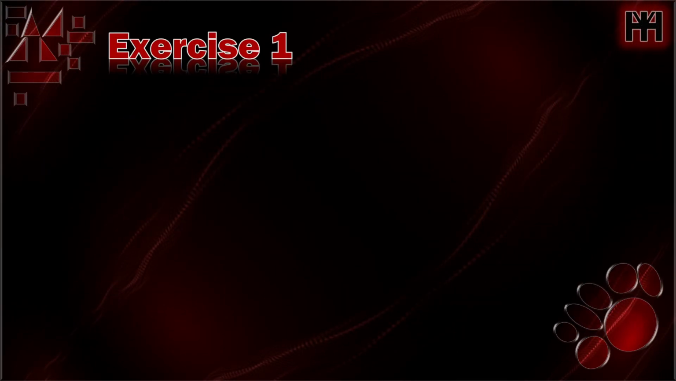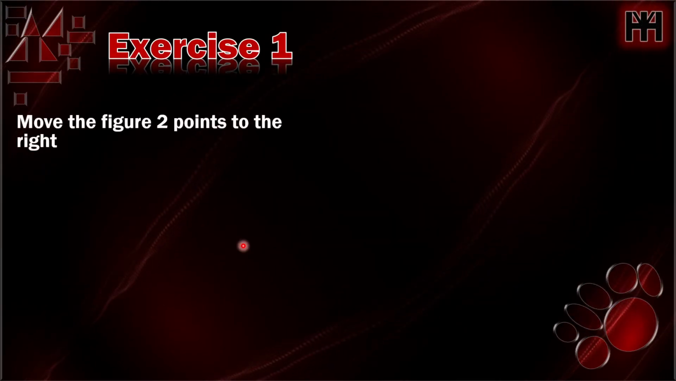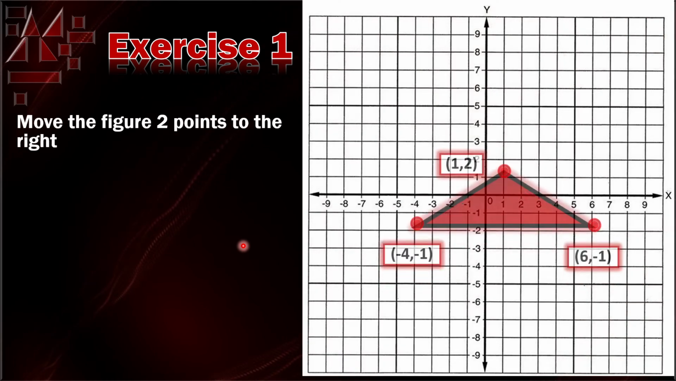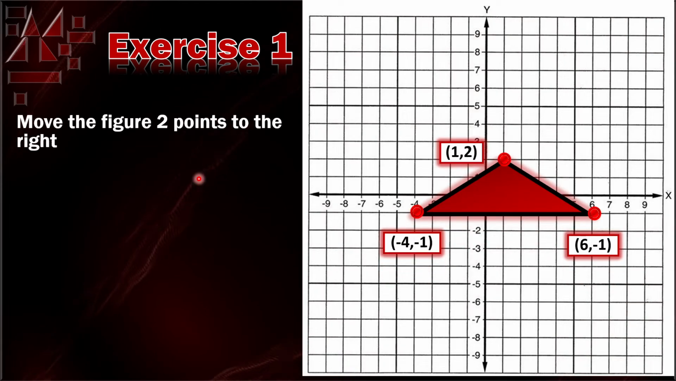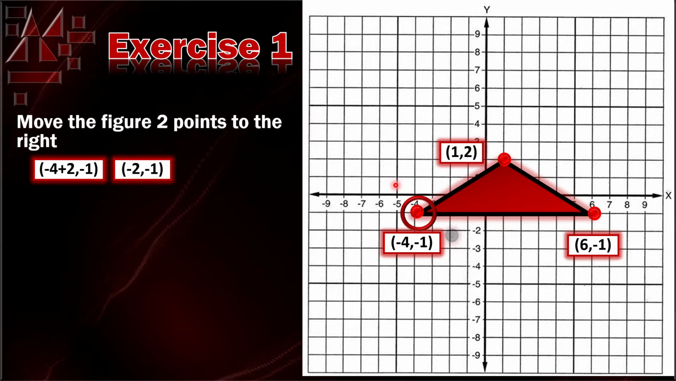Translation. Exercise 1. Move the figure 2 points to the right. Here we have these 3 points. So we'll start with this point, negative 4 and 1. If you move it 2 points to the right, we'll count 1, then 2. So the new point will be here. Or we can add 2 to the x value. So we have negative 4 plus 2. So it will be negative 2 and 1. So the new point will be here.